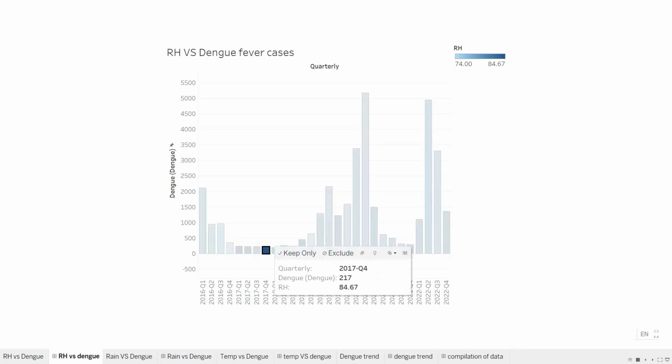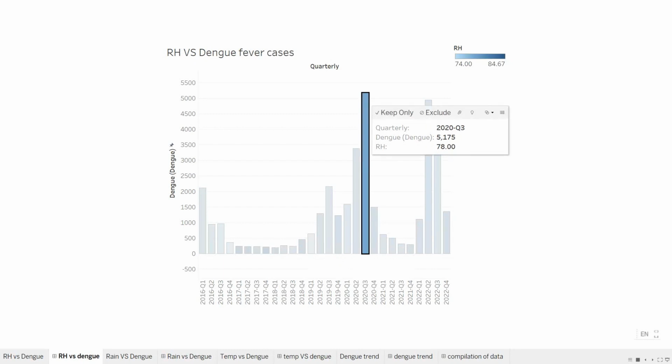However, as seen in the fourth quarter of 2017, the relative humidity is 84.67, while the number of dengue cases is only 217, as compared to the third quarter of 2020, when the relative humidity is 75 and the dengue cases is significantly higher of 5,175 cases. As a result, we can conclude that the relative humidity has no relationship with the frequency of dengue cases.